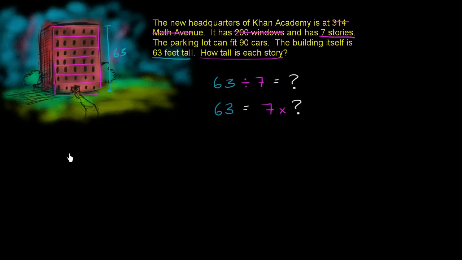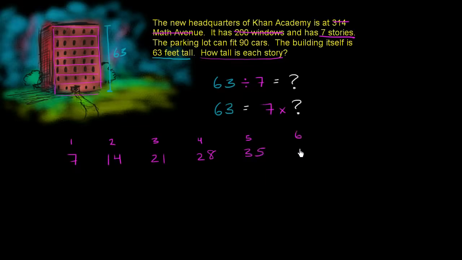So let's start with 7. So 7 times 1 is 7. So let me just write this. 7 times 2 is 14. 7 times 3 is 21. 7 times 4 is 28. Notice I'm just adding 7 each time. 7 times 5 is 35.